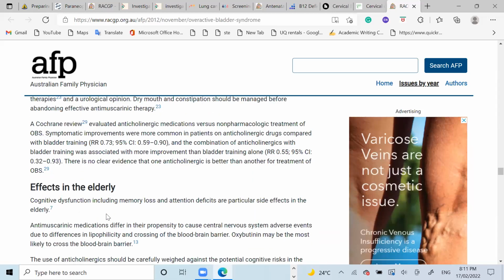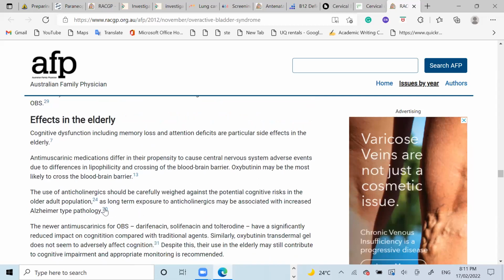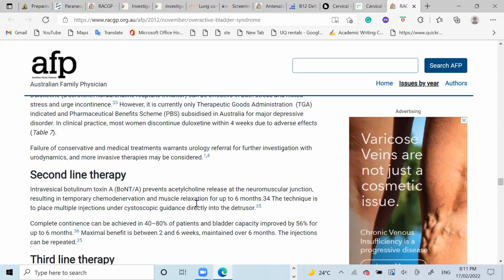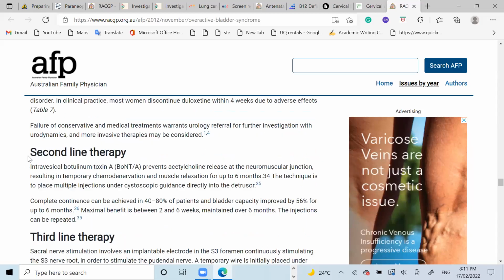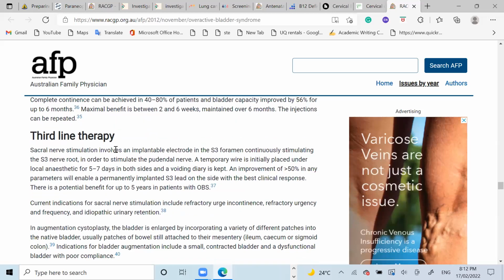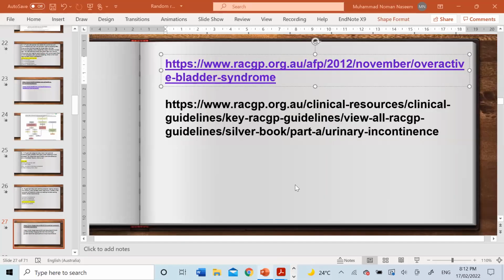We can do the sacral nerve stimulation. And lastly, we can do some surgery to help our patient. So it has all the information you need in here. Some also do the intravesical botulinum toxin within the bladder, but it lasts for just 6 months. You have to repeat it again and again. And third line therapy is the nerve stimulation and the cystoplasty surgery, which can be done. This is also one of the RSCGP guidelines regarding the urinary incontinence. So give it a read, guys.